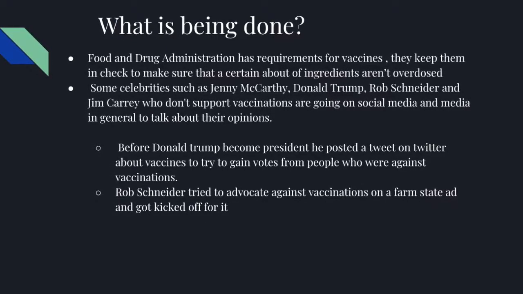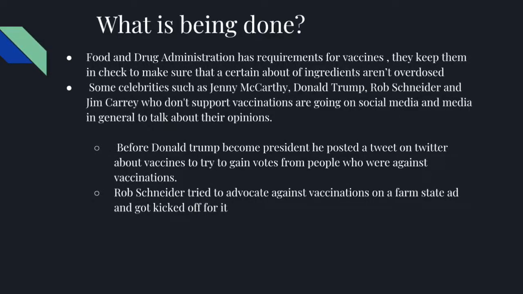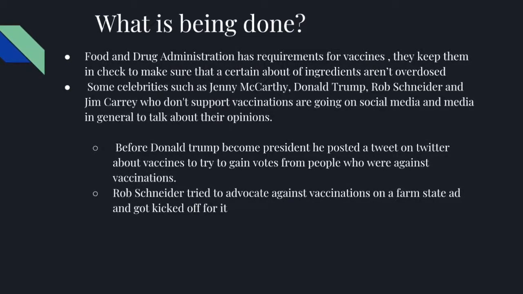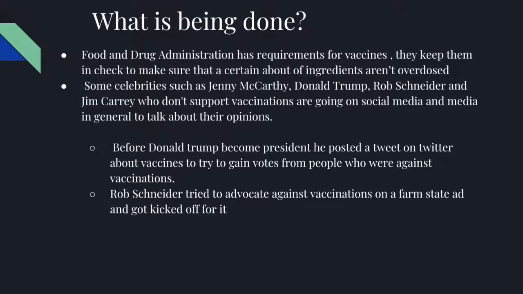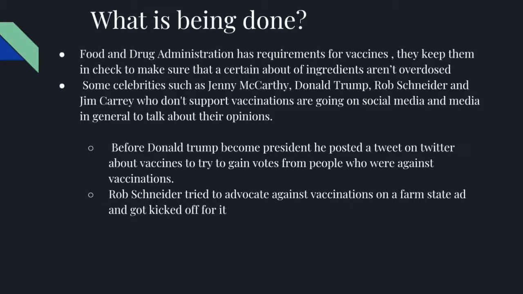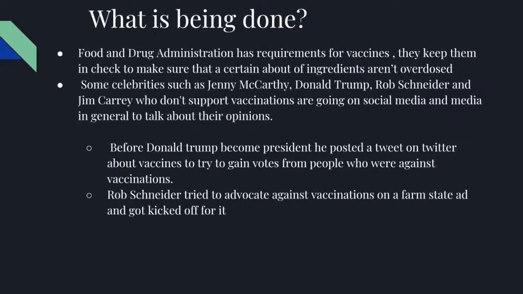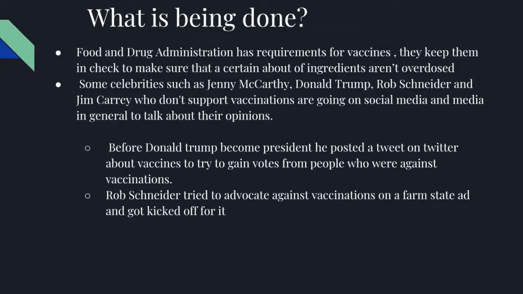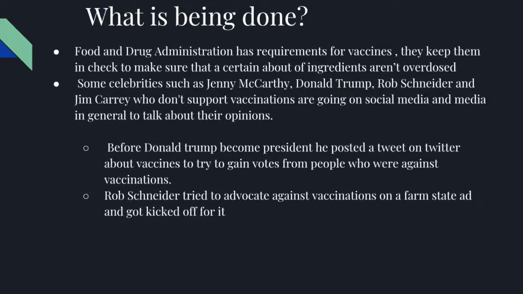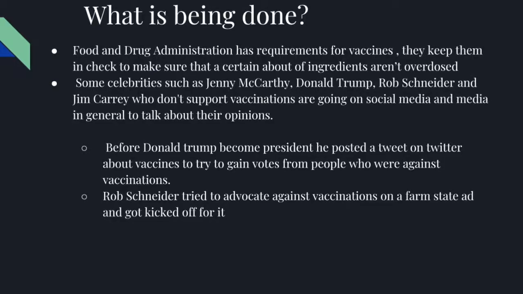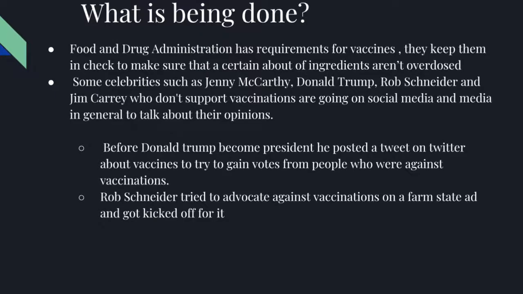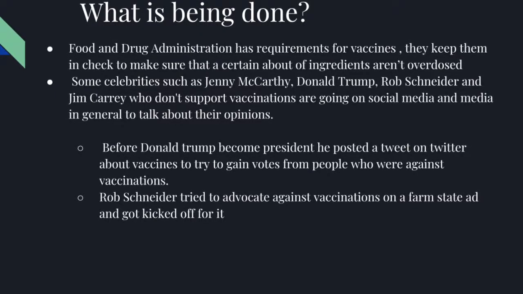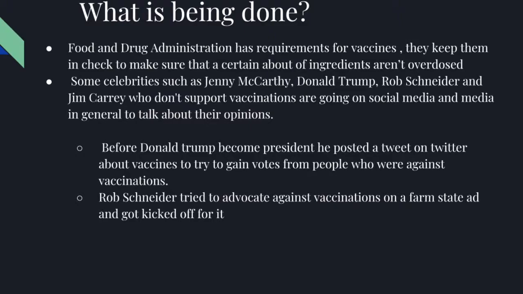Another thing that continues to happen is that some celebrities, such as Jenny McCarthy, Donald Trump, Rob Schneider, and Jim Carrey, who don't support vaccinations, are going on social media and media in general to talk about their opinions. Before Donald Trump became president, he posted a tweet on Twitter saying, "If I were president, I would push for proper vaccinations, but would not allow one-time massive shots that a small child cannot take. Autism." With this, he tried to gain votes from people who were against vaccinations. Some, just like Rob Schneider, even go as far as trying to implement their opinion on national media. For this, he got kicked off of a State Farm ad campaign.